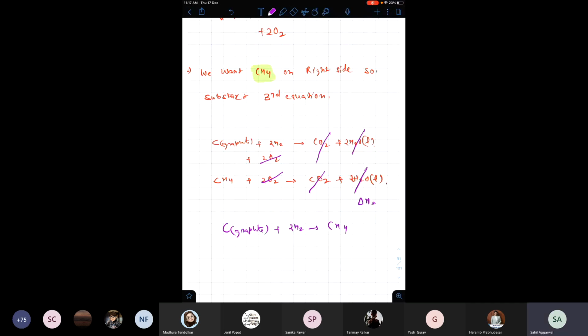इसके लिए डेल्टा H कितना है? -C. -A minus 2B. So it will become delta H of formation will be minus A minus 2B minus minus C. तो आ जाएगा C minus A minus 2B. This will be your final answer.